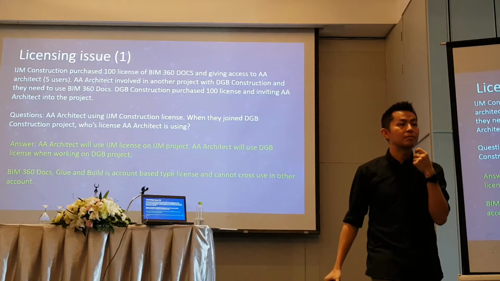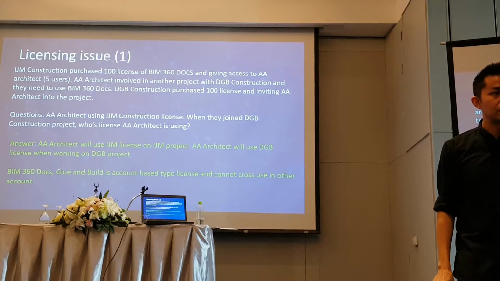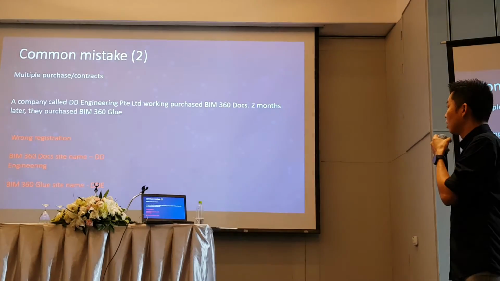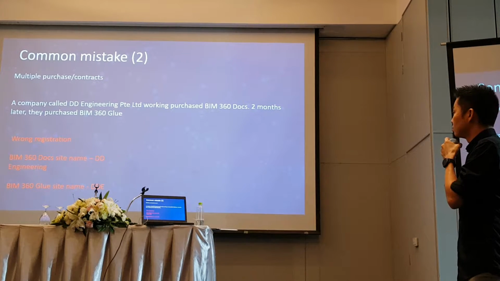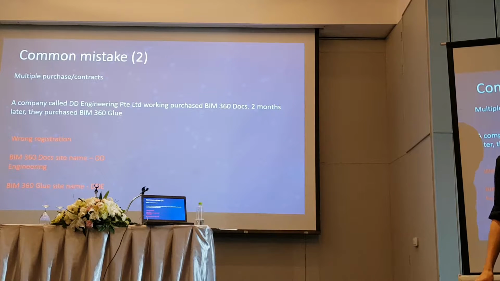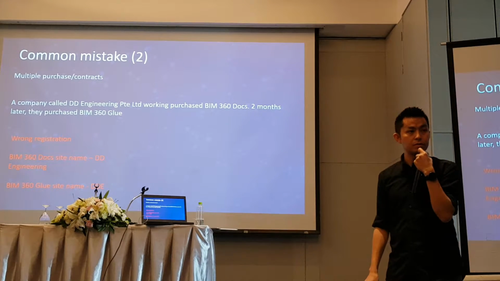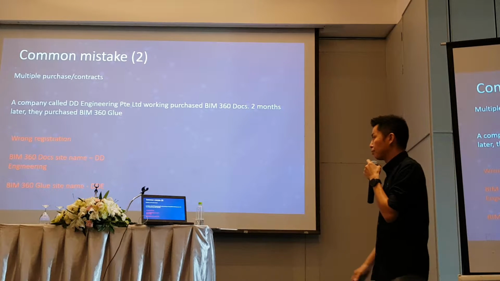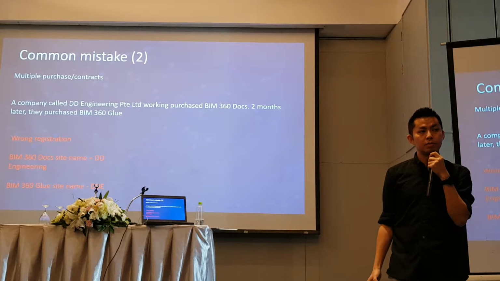Yep. Sorry, this is not a question regarding the licensing issue. I'd like to go back to the discrepancy regarding the wrong registration. For BIM 360 Docs and BIM 360 Glue, as you can see, it says two site names, right? What if my client wants to have them changed into one site name? How is it going to be resolved? What's the process, and how long will it take?